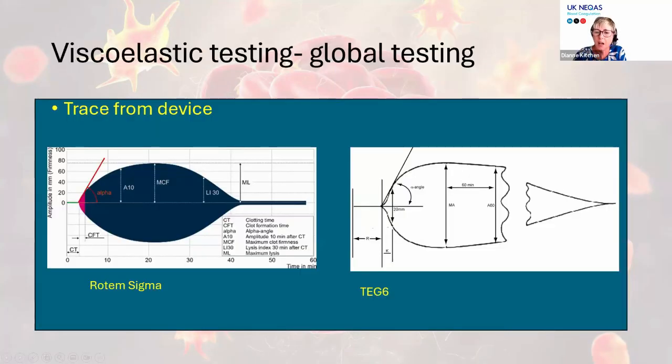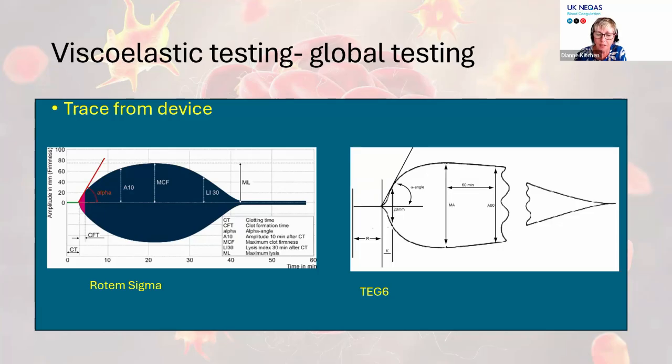So this is what we get off both the devices. On the left I've got the Sigma, and on the right I've got the TEG6, and this is what we call the trace. Sometimes you get paper ones, or most regularly now they just appear on screen and you can download them. Both start at time 0 when you start your test.